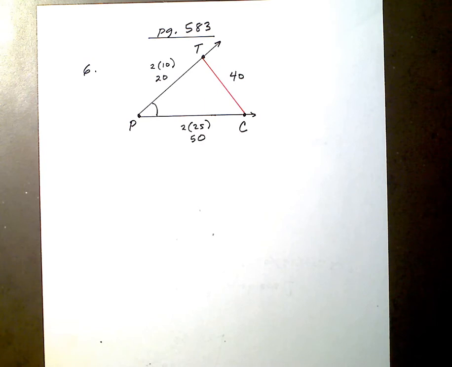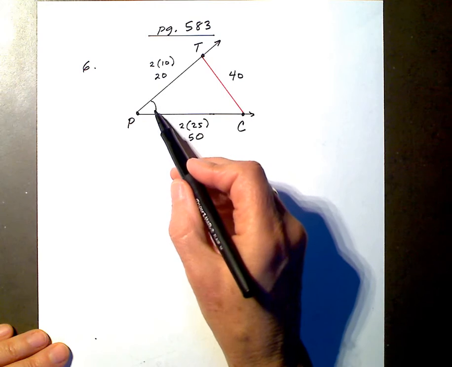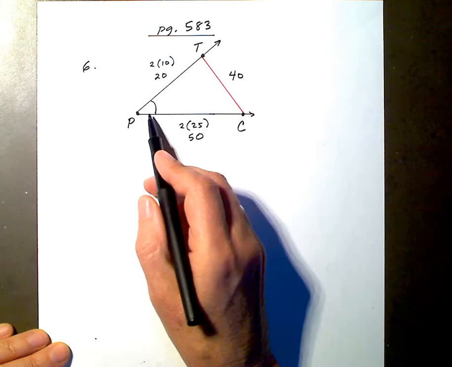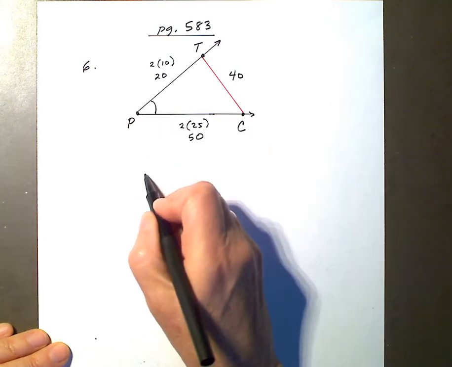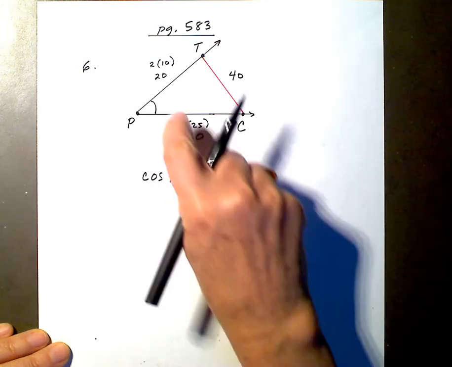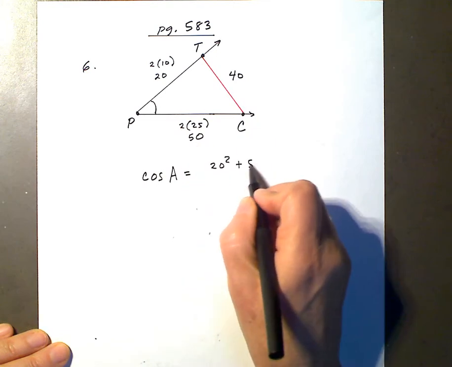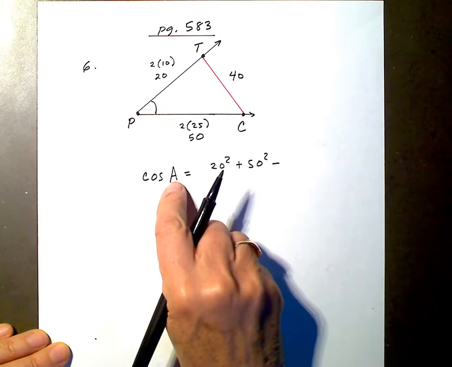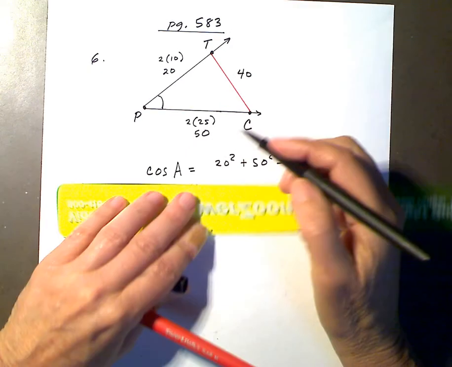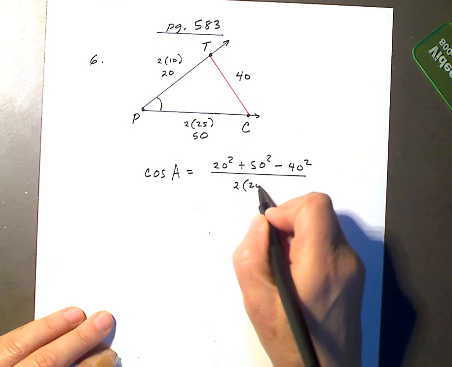So this is a case for using the law of cosines, and I can use the form of the law of cosines that lets me find the missing angle when I know all three of the side lengths. So we'll just call that angle A. And so I'll use the cosine of angle A will be equal to this side squared plus this side squared, so 20 squared plus 50 squared minus the side opposite angle A squared, so minus the 40 squared, all over 2 times the product of the two sides that I know.